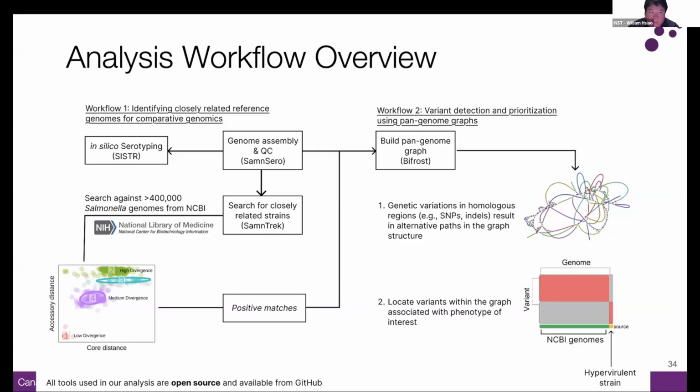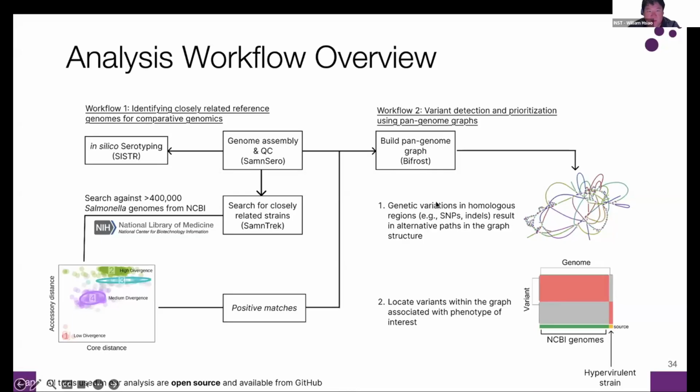So we use a tool developed by Jimmy again from our group called SAMTrack that essentially was able to search against the entire NCBI database of Salmonella genomes, over 400,000 genomes, very quickly, and then identified closely related genomes. So 107, I believe, were identified, these positive matches. These matches together with their case isolates are then used to build the pangenome graph using Bifrost.